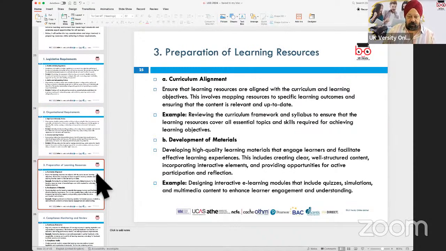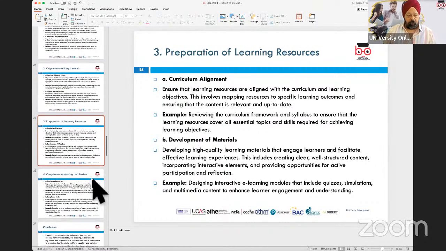Then you look at preparation of resources. You look at curriculum alignment. That means what is going to be taught, how is it going to be taught, and is it aligning with the curriculum requirements of a particular course. The Department for Education normally releases requirements, and when schools, colleges, or universities pick that up, they need to ensure that they're meeting the specific learning outcomes and mapping those learning outcomes with appropriate resources to be able to teach to learners.